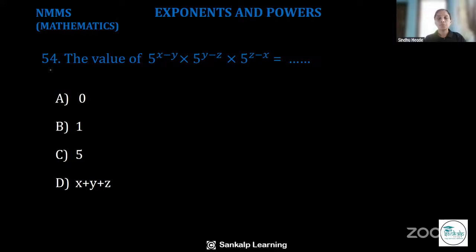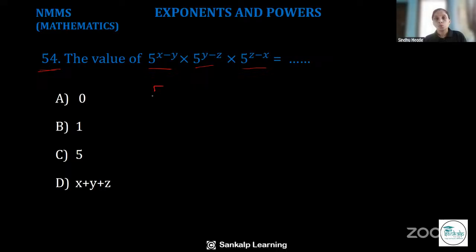Let us see question number 54 of the chapter Exponents and Powers. The value of 5 raised to x minus y into 5 raised to y minus z into 5 raised to z minus x is equal to dash. Option A 0, option B 1, option C 5, option D x plus y plus z.